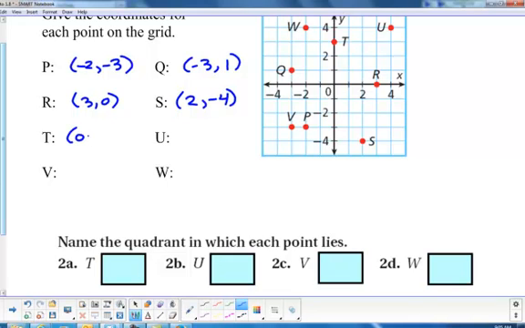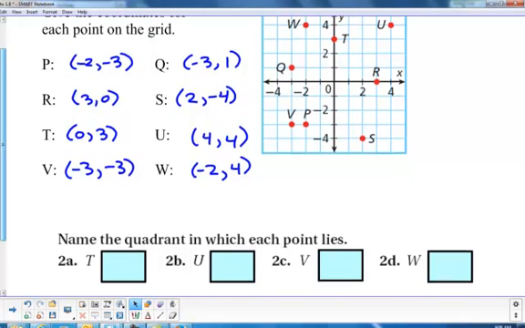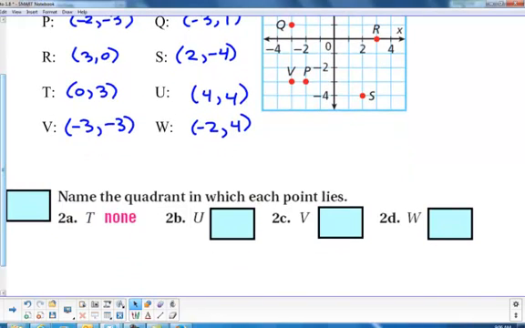T is over 0 up 3. U is over 4 up 4. V is back 3 down 3. And W is back 2 up 4. Now the quadrants, T is not in a quadrant, it's on the axis. So none is fine. You could also put on the y-axis. That was on the y.